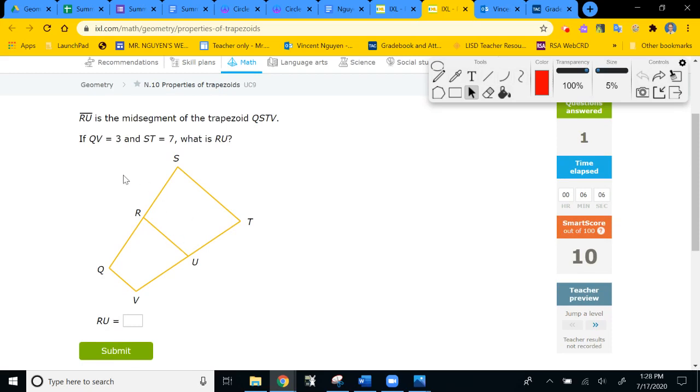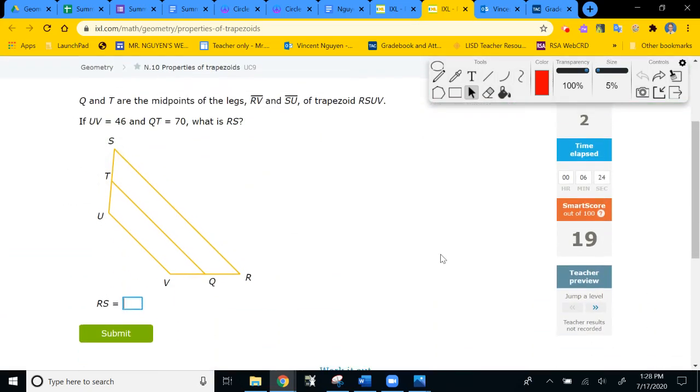I think it's repeating itself right now. QV is 3, ST is 7, and then we're looking for RU again. Oh, it's 5 again, because it's 3 plus 7, and then that's 10 divided by 2 is 5. So I might have to skip a level jump a little bit here.